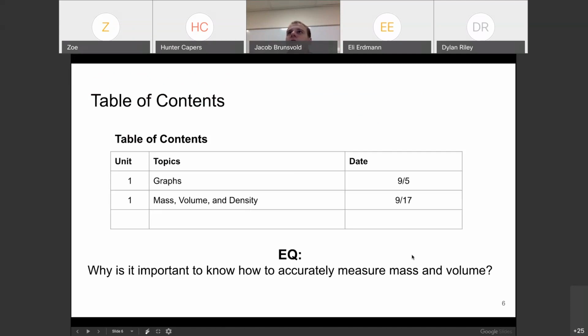Well, this isn't a great answer, but one of the reasons why it's important to know this is because you're going to need it for our discussion tomorrow on the density lab that you did at the start of this week. But also, this whole unit is about graphing and measurement, and so you're going to need to know how to measure a lot of things, but specifically mass, volume, and length. And then you're also going to learn how to calculate density. You can't actually measure that directly.